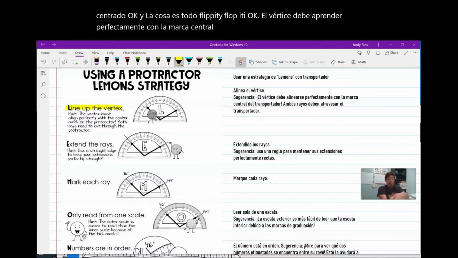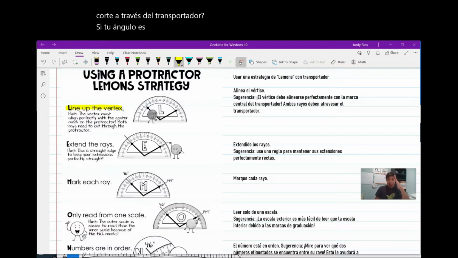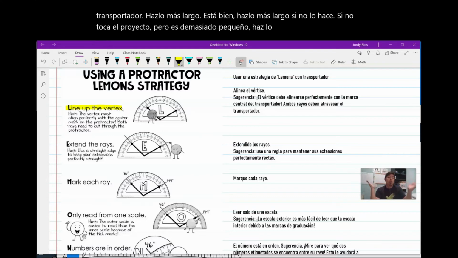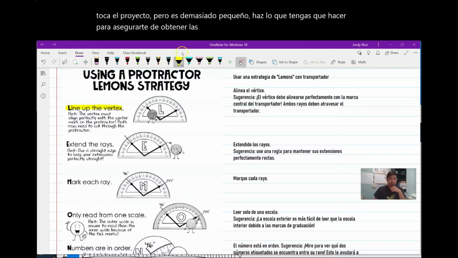Both rays need to cut through the protractor. If your angle is small, guess what? Take that straight edge of the protractor and make it longer if it doesn't touch the protractor, if it's too small. Do whatever you need to do to make sure you get the exact measurements. Let's look at the next one.